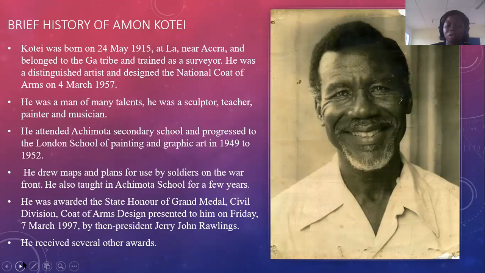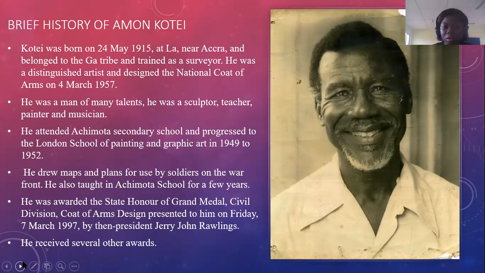He was a distinguished artist and designed the national coat of arms on 4th March 1957. He was a man of many talents. He was a sculptor, a teacher, painter, and musician. I believe Amonkote was even more than that, because when you read more about him, he did a lot more. He even went to war. Okay, so Amonkote is a great man of many, many talents.